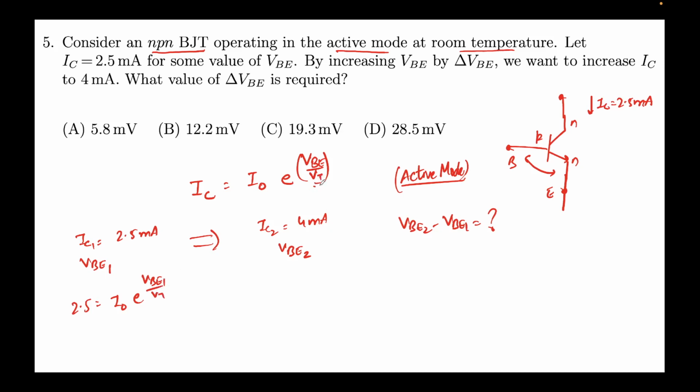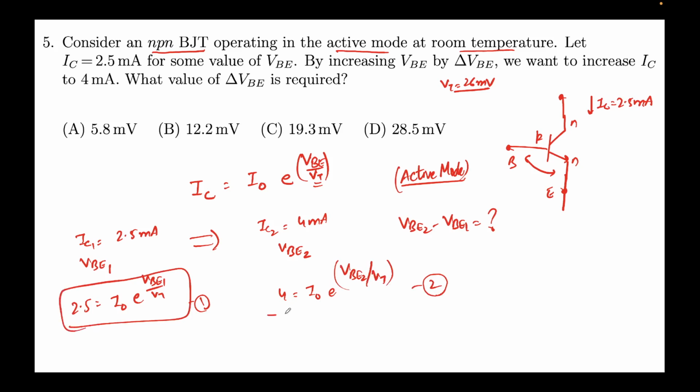What is this VT that I've been talking about? Remember in the last slide we saw VT is 26 millivolts for room temperature. So this is expression 1, and for this again I'll write 4 equal to I naught e to the power VBE2 over VT. This is my expression 2. If I divide them, then I naught will disappear.